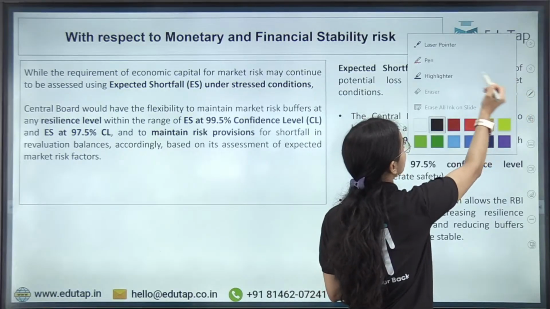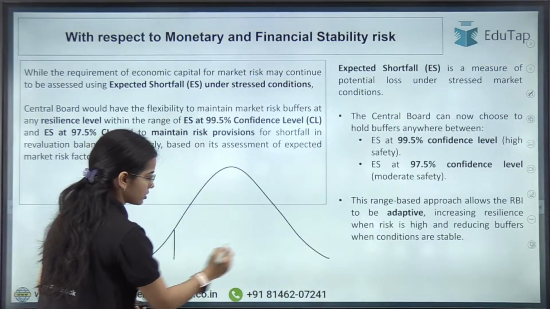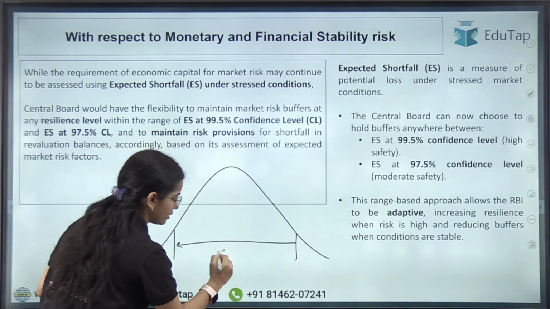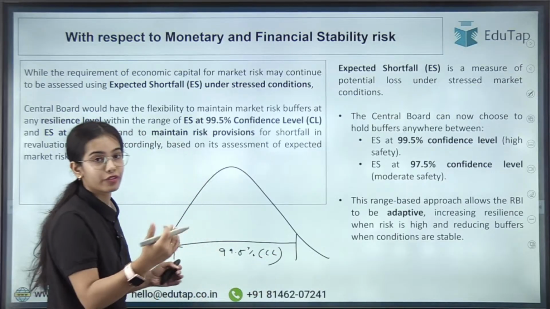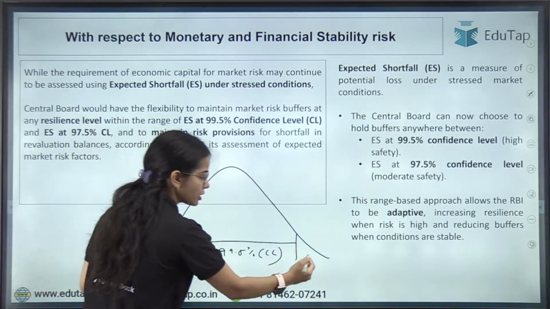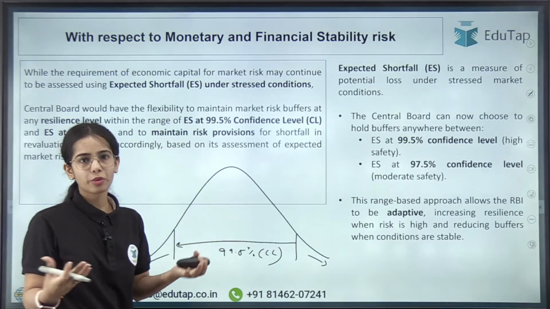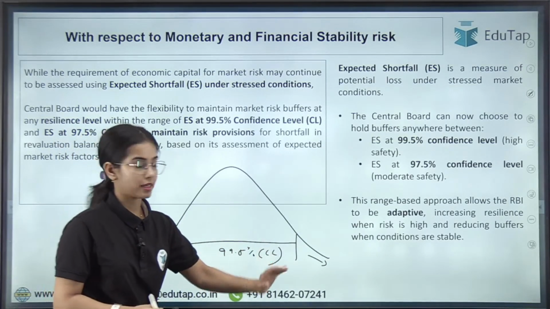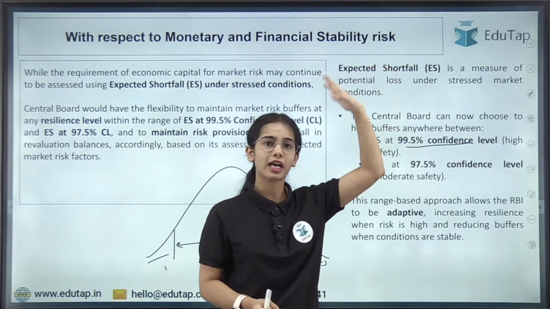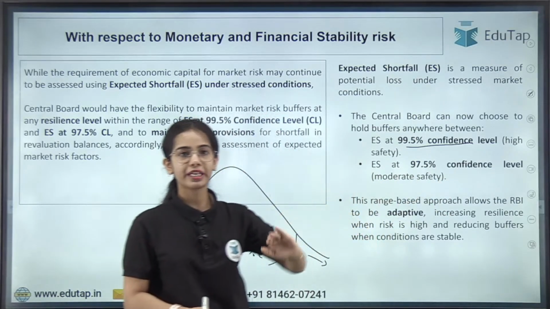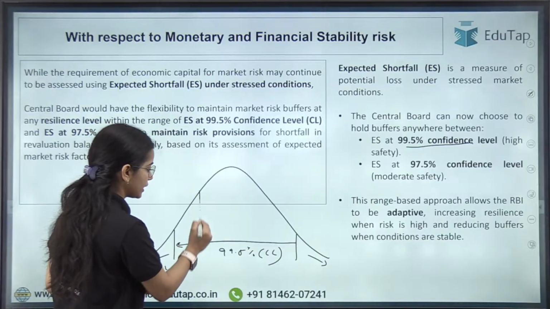So here, this is the 99.5% of the confidence level. This is the high confidence level, where if the market risk comes, only a very small portion of the market risk will not be tackled, but most of the market risk will be tackled. So 99.5% of confidence level shows the high safety, very high safety. The RBI is very confident in maintaining the market risk, and there is high safety that is present in the economy.